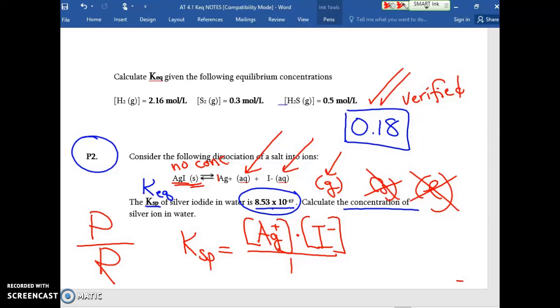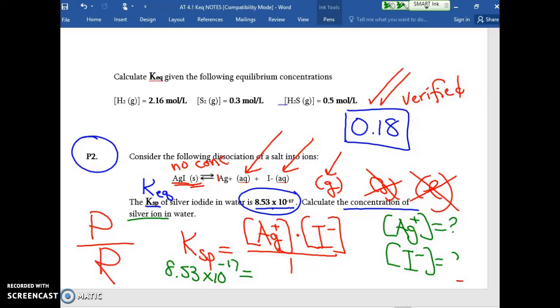Well, let's plug some values in. They tell us that the Ksp is 8.53 times 10 to the negative 17. Let's plug that in. Now, we want to find out what the concentration of the silver ion is. I don't know what the concentration of the silver ion is. Do I know what the concentration of the iodide ion is? You see it anywhere? No, it's not there. Mr. Segalka, there's a problem in the question.